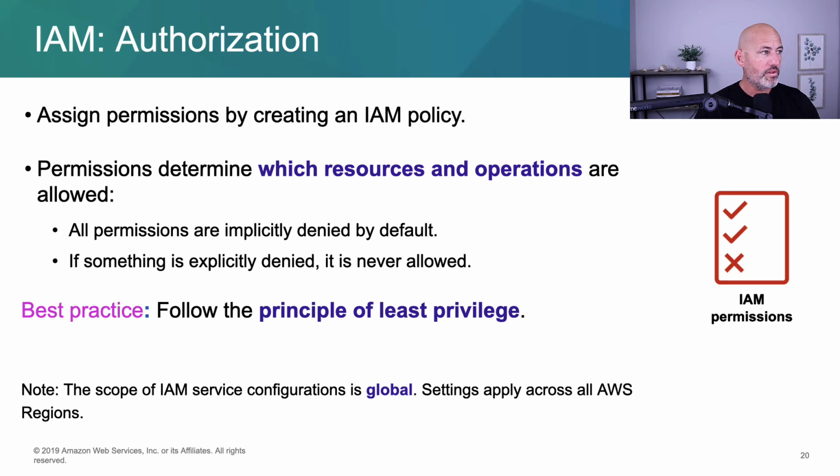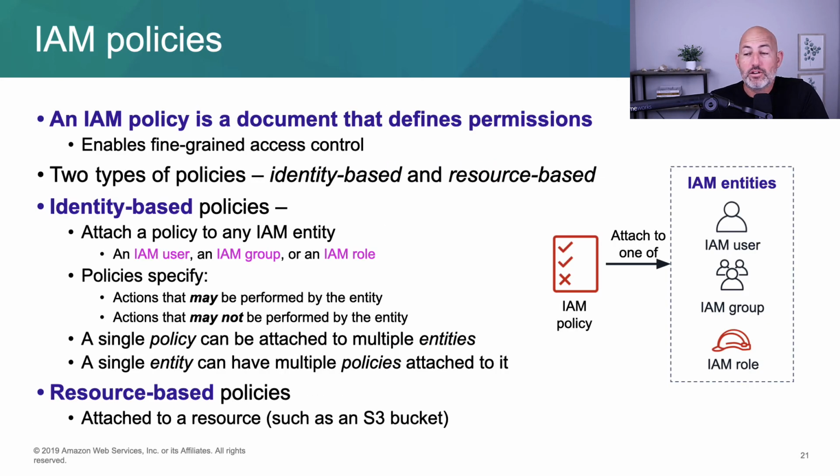You'll hear it all the time. And that's probably the number one thing I would recommend with AWS. Remember PLP in terms of security, other than the shared security model. An IAM policy is a document, and there's identity-based and resource-based. Identity-based is a policy that corresponds to a user, group, or role. A resource-based policy is attached to a resource, like an S3 bucket, for example. So you can control either one.